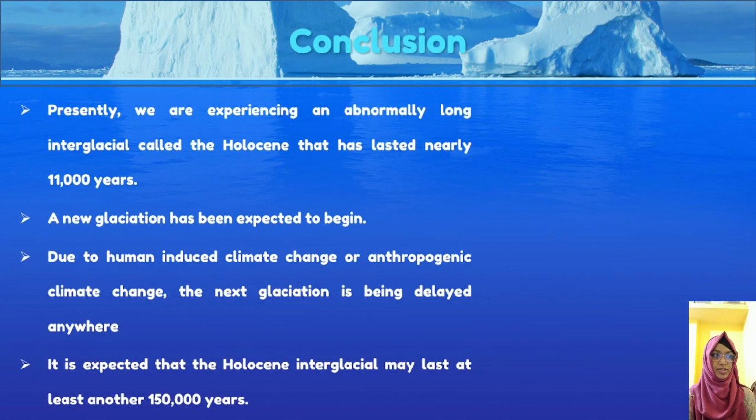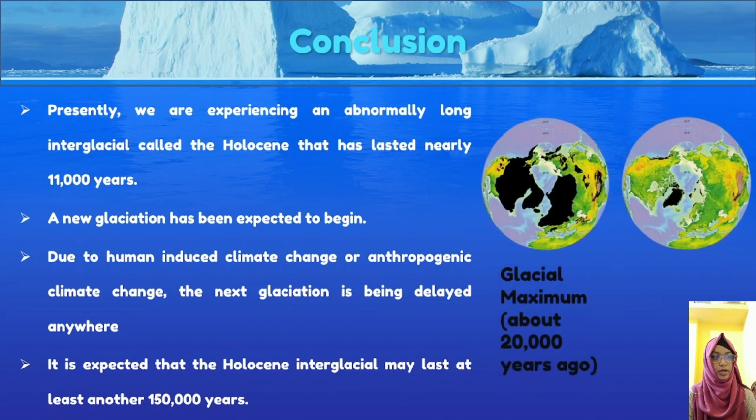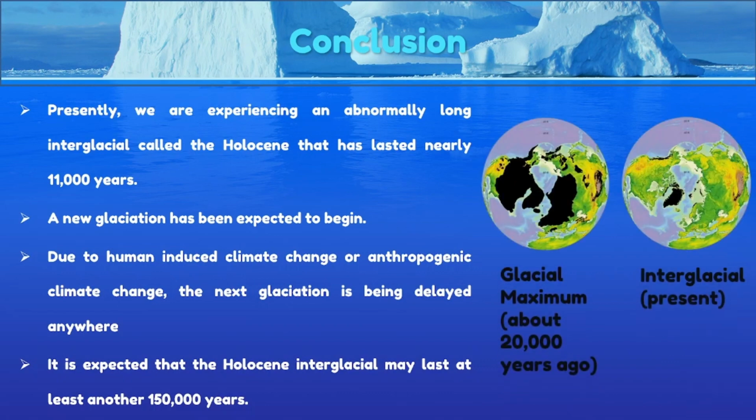Presently, we are experiencing an abnormally long interglacial called the Holocene that has lasted nearly 11,000 years. A new glaciation has been expected to begin. However, due to human-induced climate change, or anthropogenic climate change, the next glaciation is being delayed anywhere from a few thousand to hundreds of thousands of years. Therefore, it is expected that the Holocene interglacial may last at least 150,000 years.